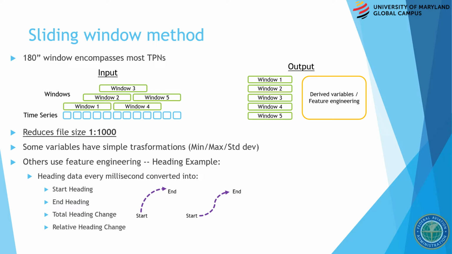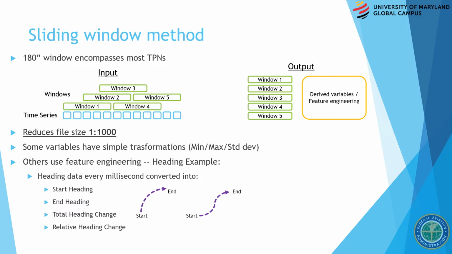This is an example of a heading. What you can see here is that I take the heading in that time section and convert it into the start heading and the end heading. Then we have total heading change and relative heading change. In this first example, the start heading is north and the end heading is east, so the total heading change is 90 degrees. In the next example, the start heading is east and the end heading is east, but because the aircraft turns through north, the total heading change is actually 180 degrees.